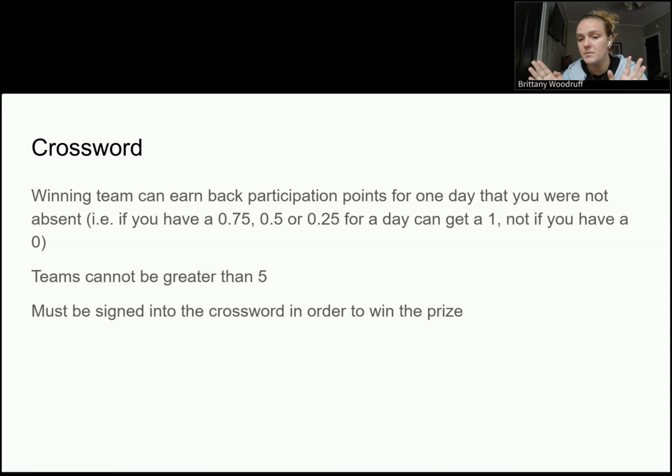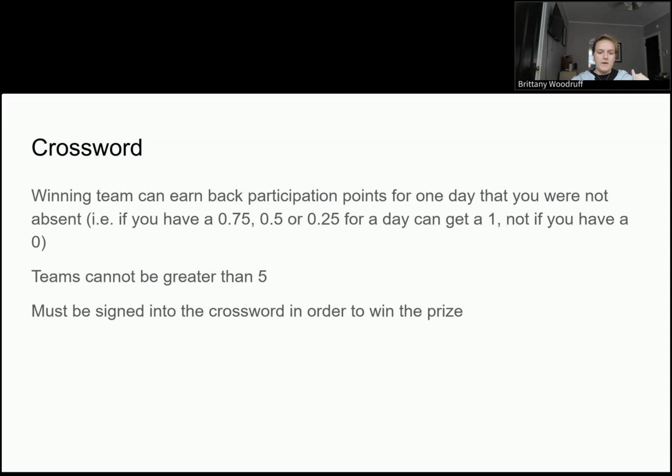But I have an opportunity to make some points up. So the winning team for the crossword, I'm sending the link for the crossword now. You guys can start registering while I'm talking. The winning team for the crossword, the one that completes it first, can get back a point for a day that you lost points, not a day that you were absent. Okay? So if you have anything but a 0, basically, you can bring it up to 1 point. If you have a 0 because you were absent, you cannot bring it up. It would go to whatever the lowest one is.